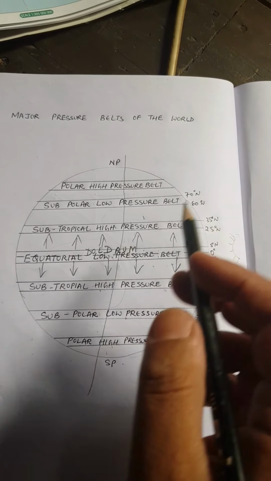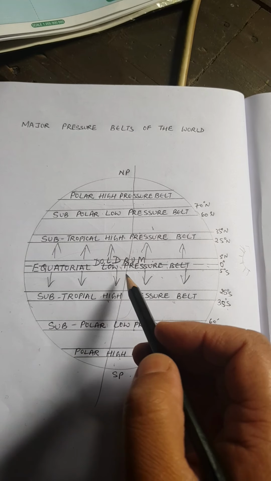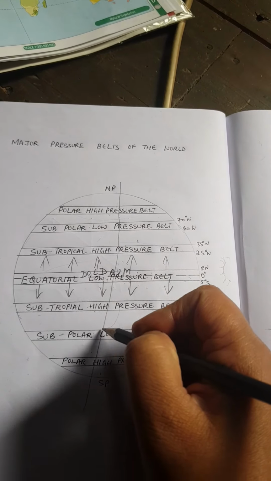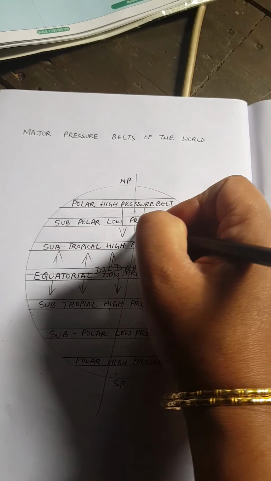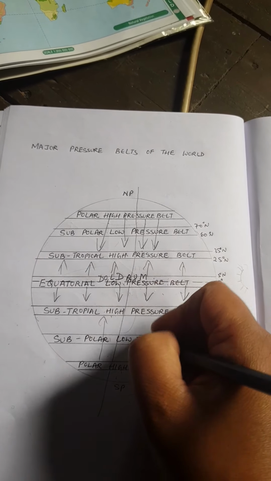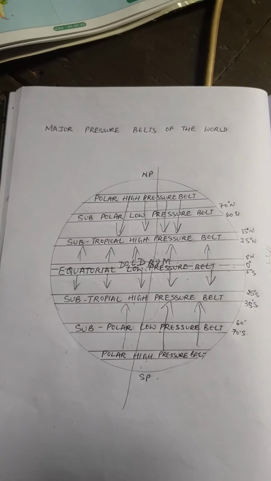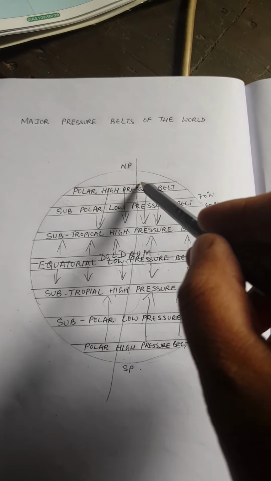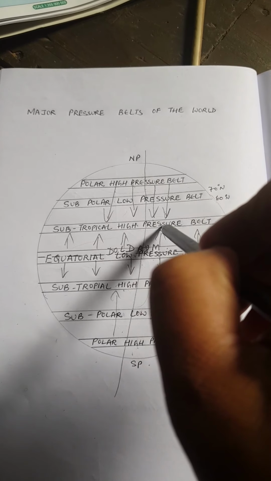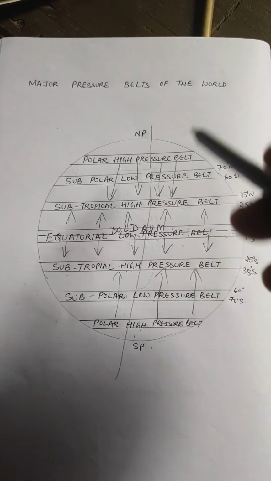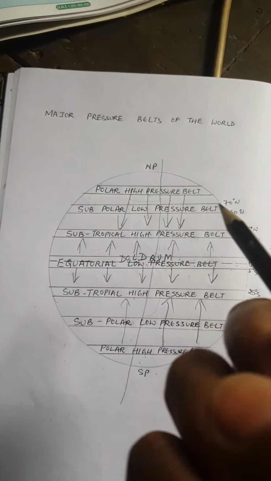Now, what happens is that as the air descends from here, as it descends over here, it becomes warm. When you compare the temperature of this area to this area, the temperature over here is warm. As it becomes warm, its capacity to hold water vapor increases. That means it can hold more water vapor.